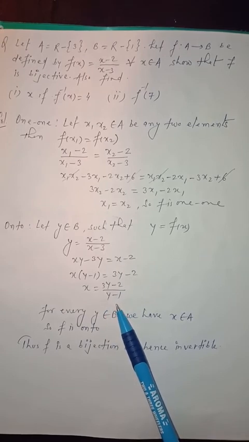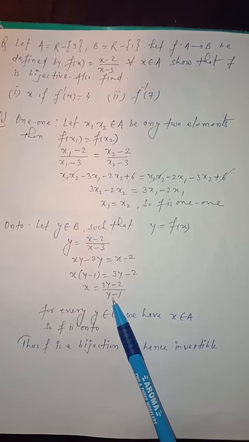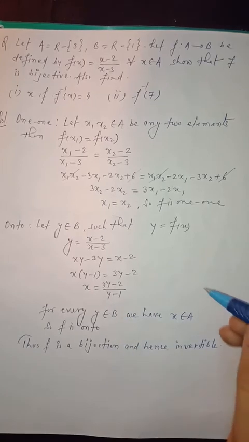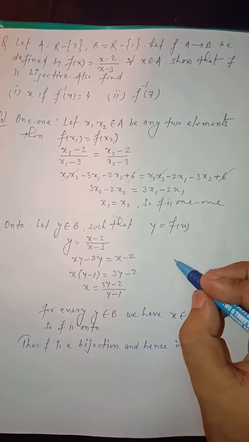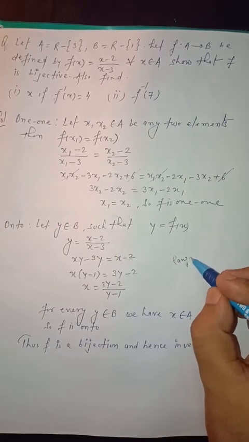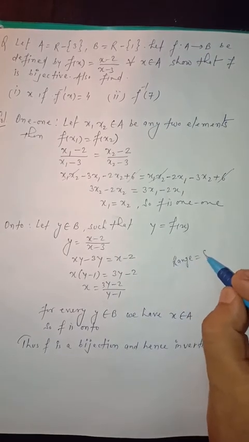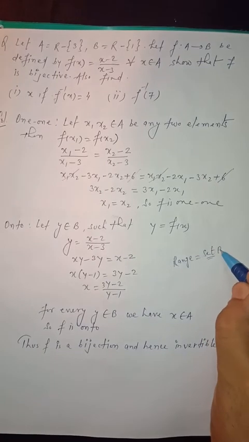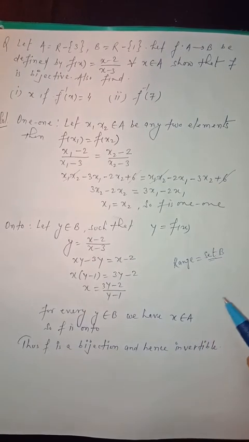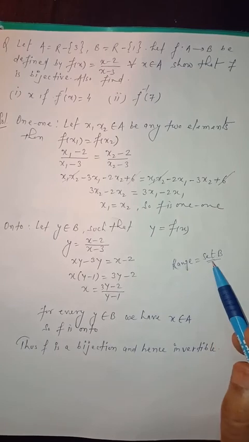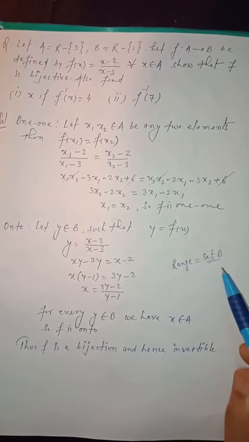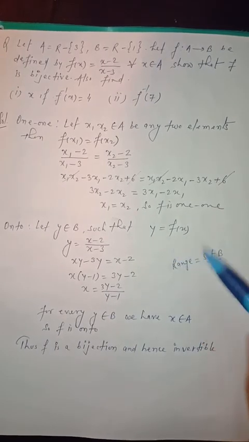Now this step is very important to prove why this function is onto. You must remember, for an onto function the range must be equal to set B. Remember, when the range of the function is equal to set B, then the function is onto. And what is the range? Range is actually y.